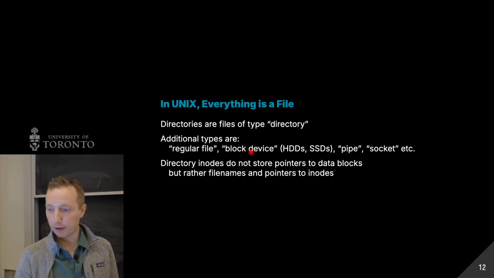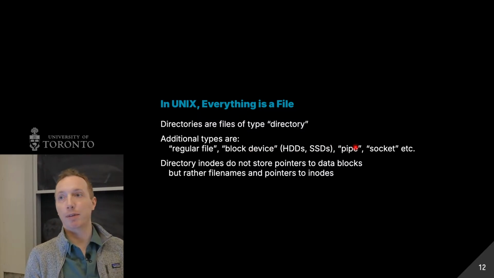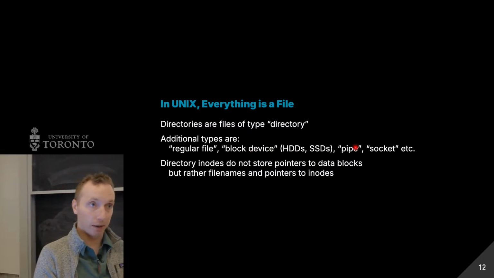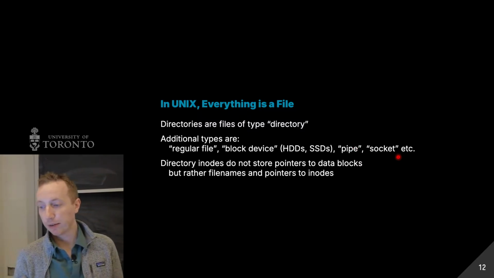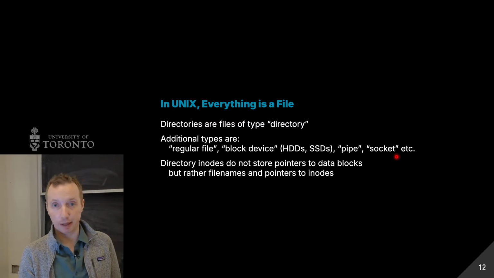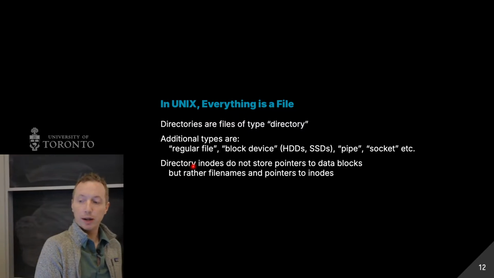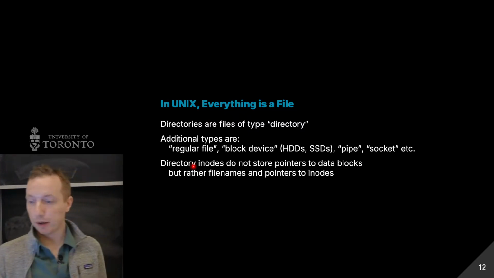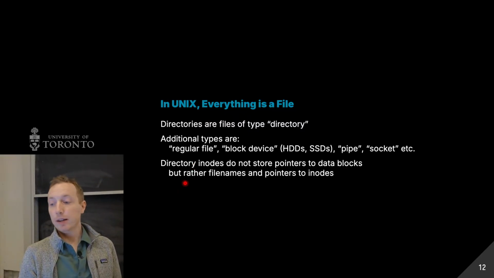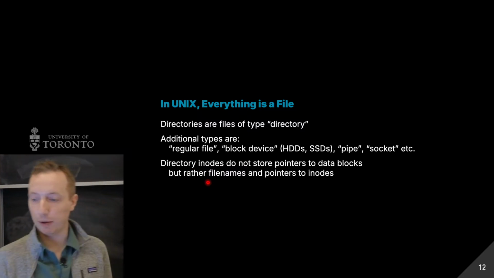A block device, so I can only access it blocks at a time. You can have a named pipe, so you can have a file that is of type pipe. Sockets look like files. They have an inode. It doesn't have any content, but it has the type socket. And directory inodes, they do not store pointers to data blocks or anything like that. The content of a directory, it's like a file, it's just formatted in a special way.